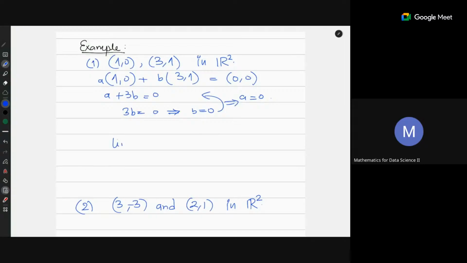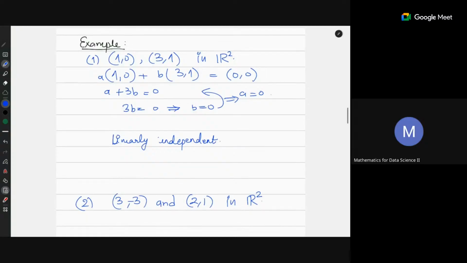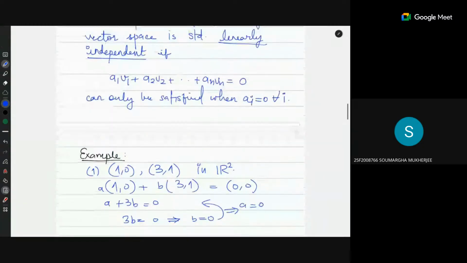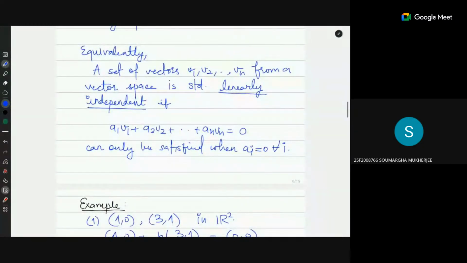This is linear independent. Sir, can you please scroll up? Independent. Sorry, can you say that again? Can you please scroll up, sir? So that line, that a set of vectors v1, v2, vn. Yes.